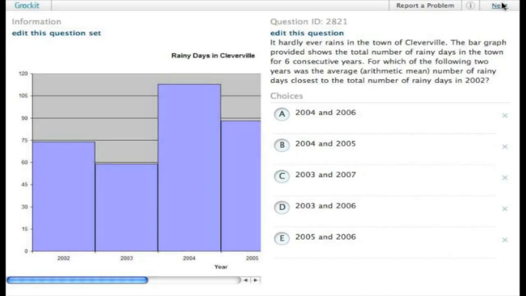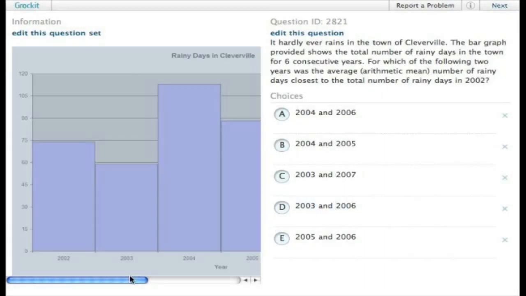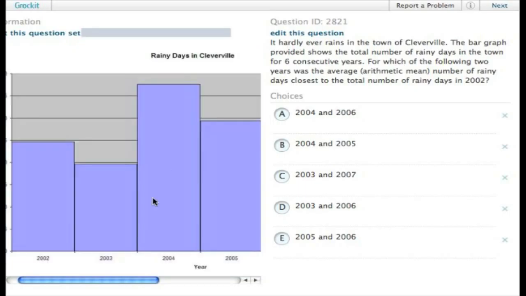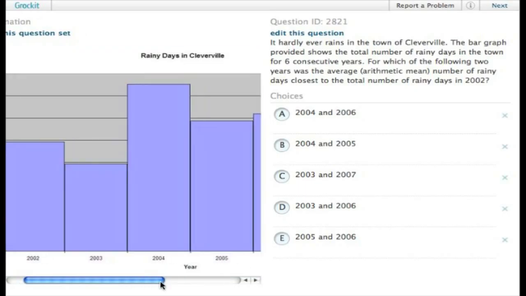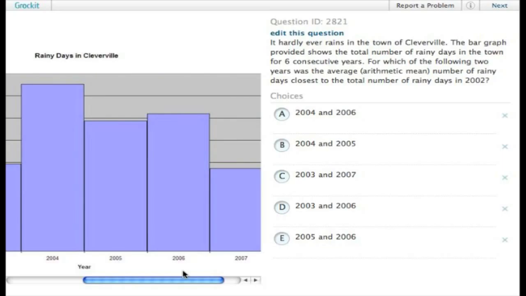It hardly ever rains in the town of Cleverville, and we have a rather large graph here. I'll try and scroll in a reasonable manner. The bar graph provided shows the total number of rainy days in the town for 6 consecutive years. For which of the following 2 years was the average arithmetic mean number of rainy days closest to the number of rainy days in 2002?